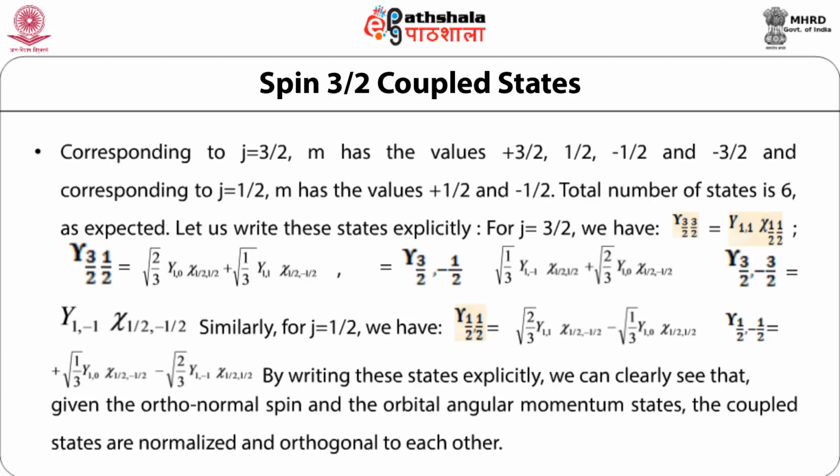And the second term for j equal to half, corresponding to j equal to half and m equal to minus half, is given by gamma subscript half comma minus half is equal to under the root 1 by 3 times y subscript 1 comma 0 times xi subscript half comma minus half, minus under the root 2 by 3 times y subscript 1 comma minus 1 times xi subscript half comma half. By writing these states explicitly, we can clearly see that given the orthonormal spin and orbital angular momentum states, the coupled states are normalized and orthogonal to each other.